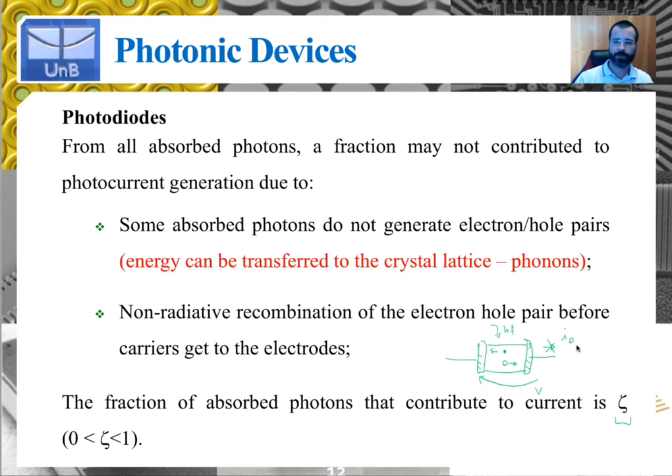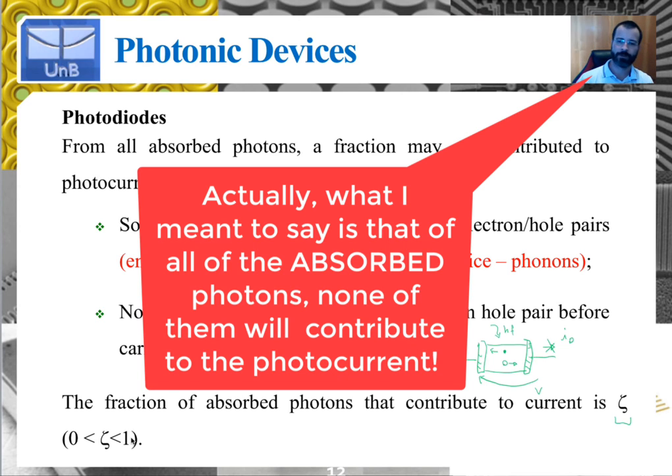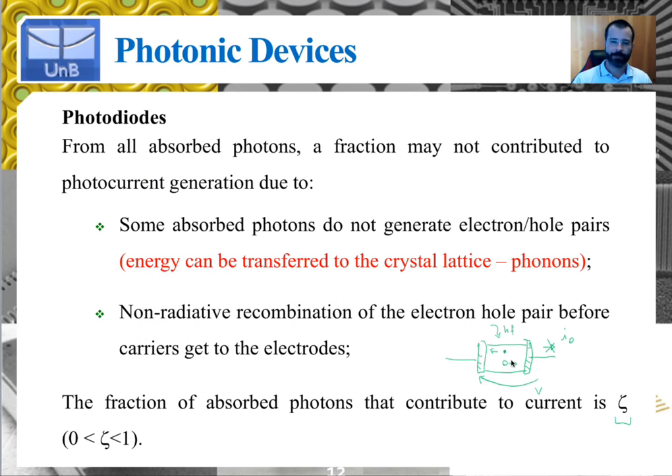So they actually contribute to the photocurrent. The fraction of absorbed photons that actually contribute to the current we'll call zeta, and this is another efficiency parameter, right? Which will be between 0 and 1. If it's 1, this means that all of the impinging photons are used to generate electron hole pairs which do not recombine and actually constitute the photocurrent. If it's 0%, this means that of all of the impinging photons, none of them will be converted into a photocurrent by carrier generation.